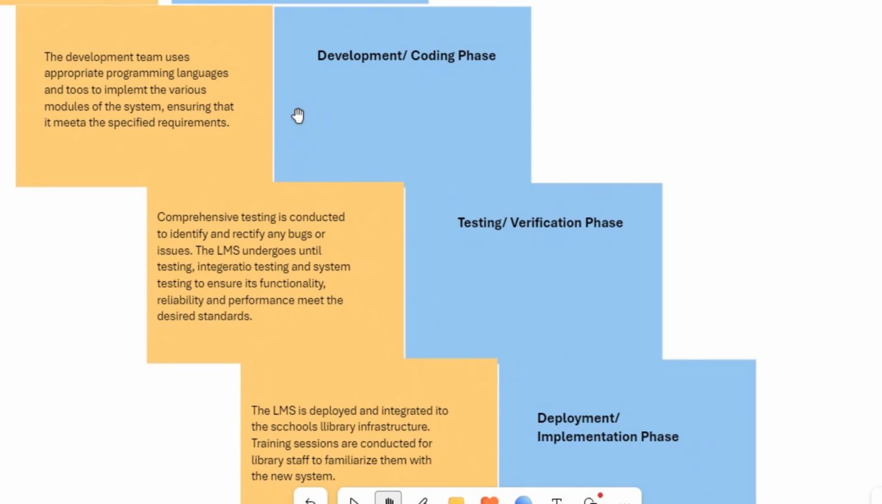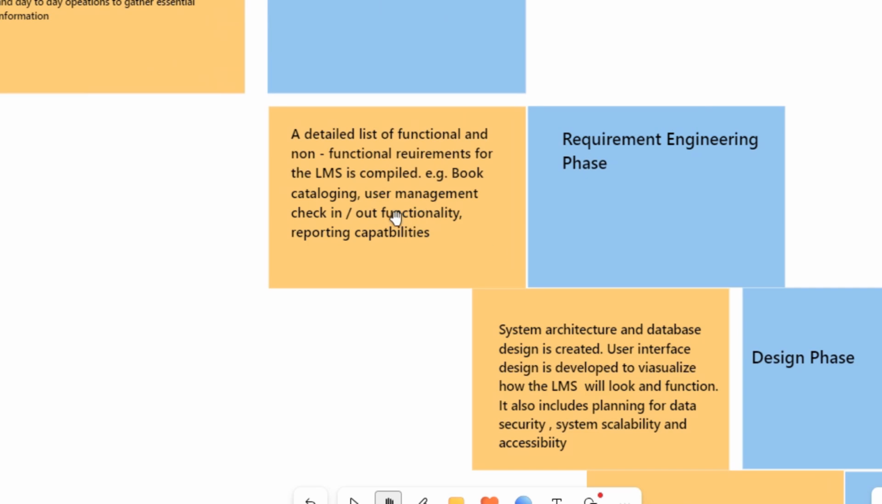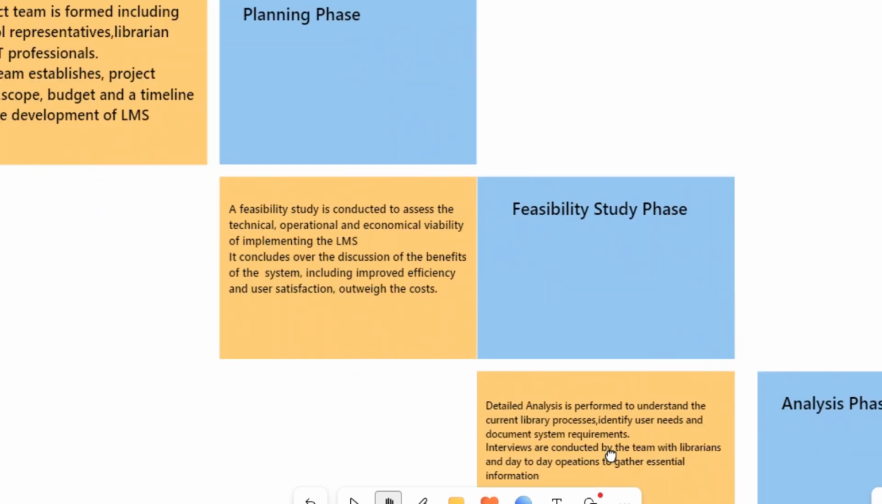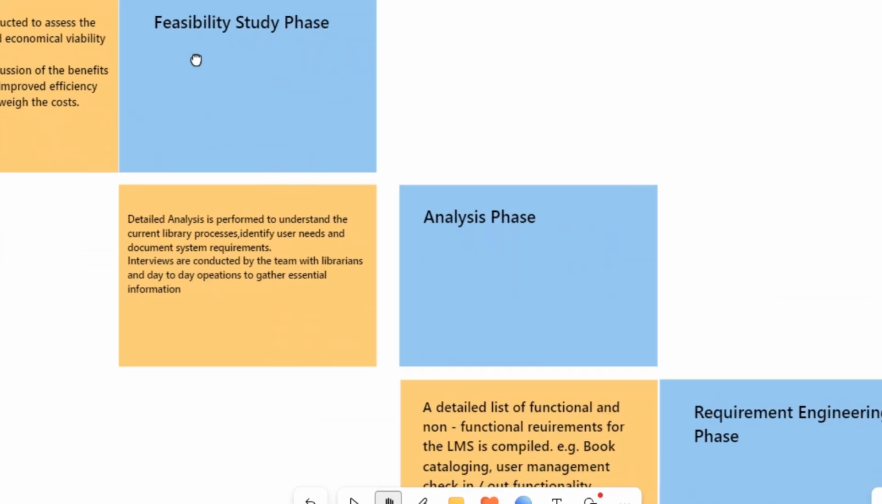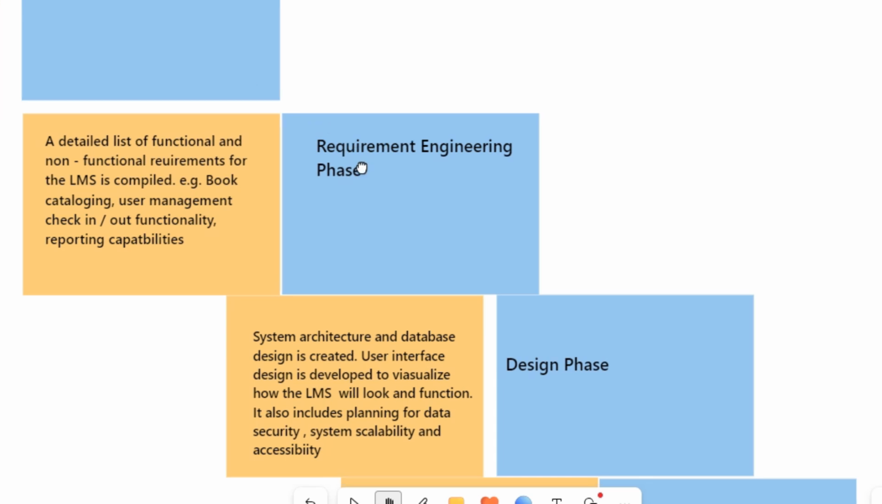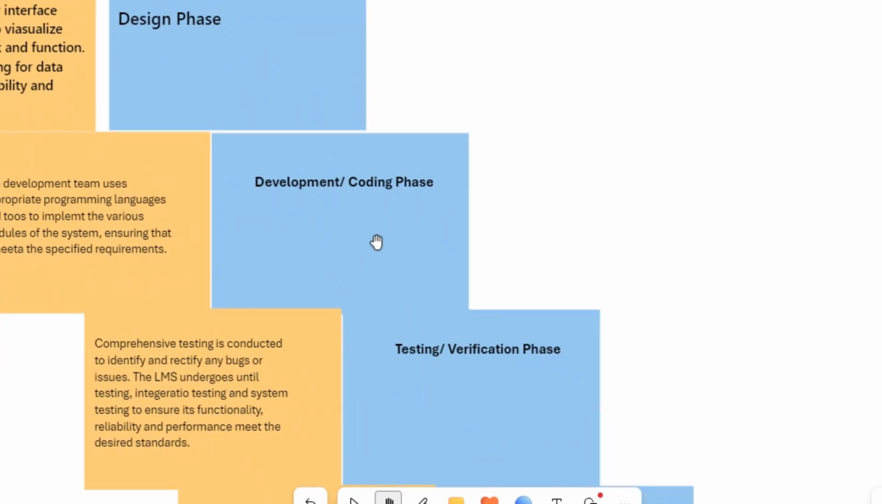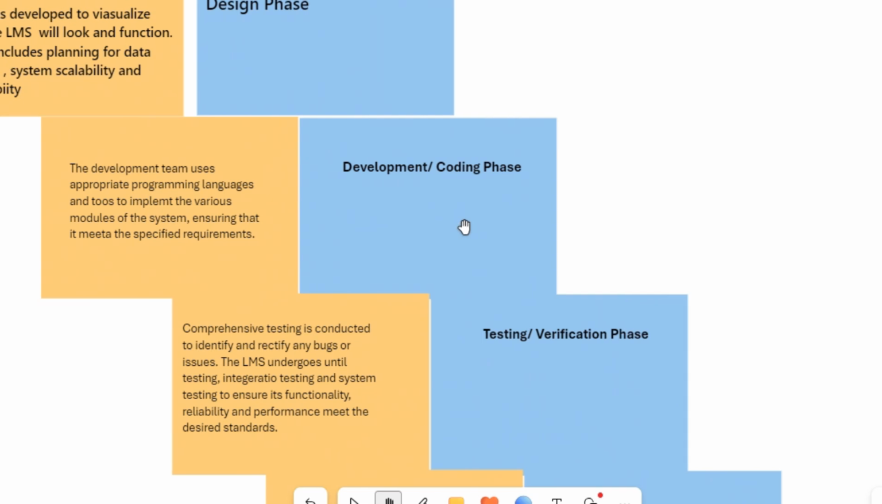Now, after all these phases, like we have discussed defining the problem, planning phase, feasibility study phase, analysis phase, requirement engineering phase, design phase, and then now development and coding phase is there. Normally it is assumed that there is just only coding in any project. No, it's not like that. We have to pass through all these steps.